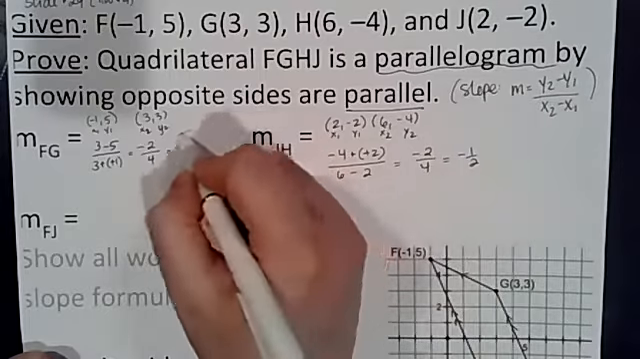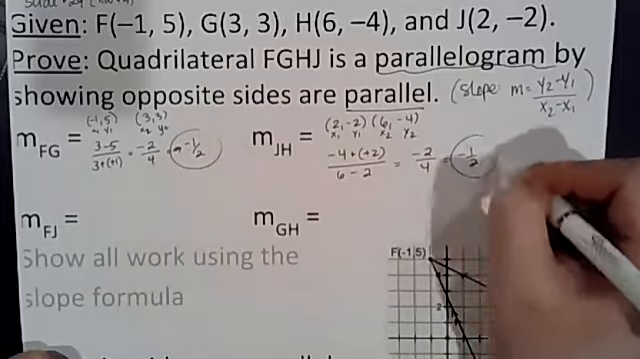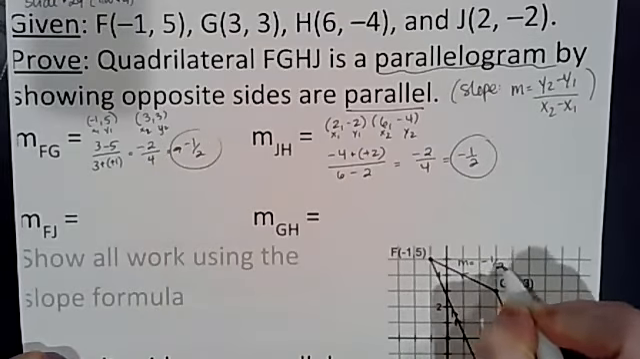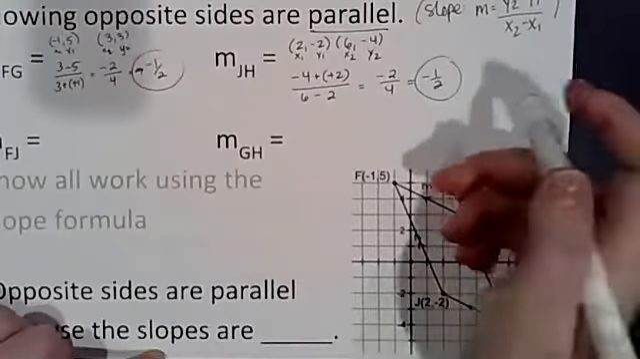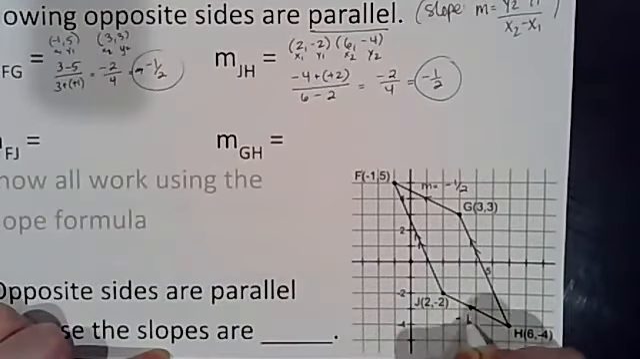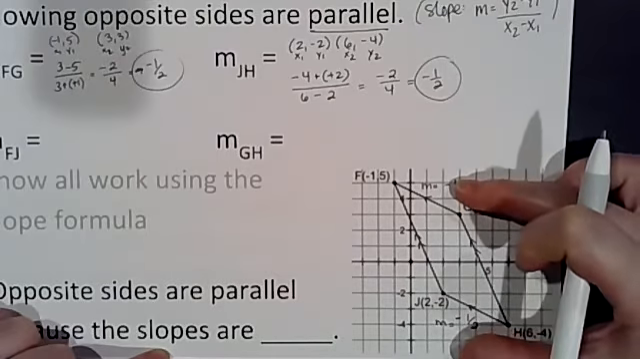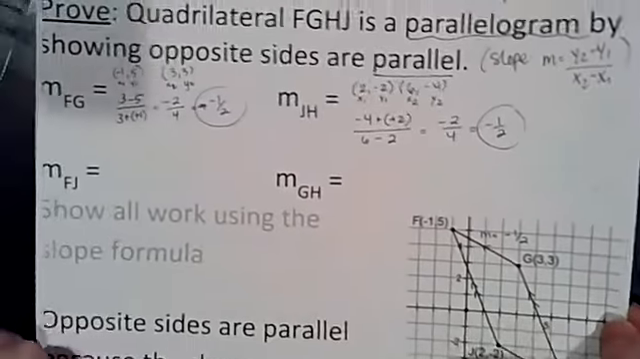So I can already tell I have two minus signs here. The slope for F to G is -1 over 2, and the slope for down here is also -1 over 2. So I just proved that one pair of parallel sides exists. Now I have to go ahead and prove it for the other two.